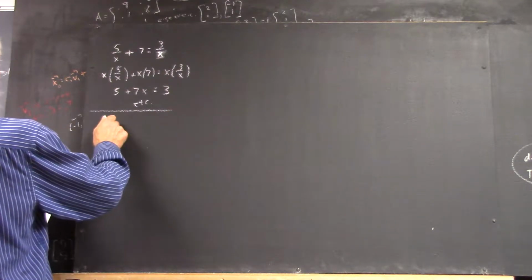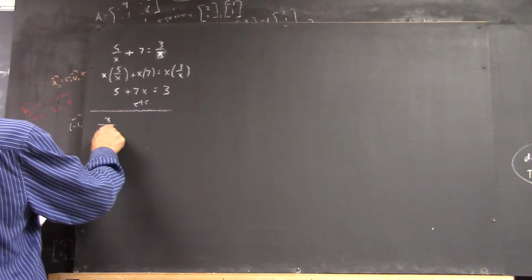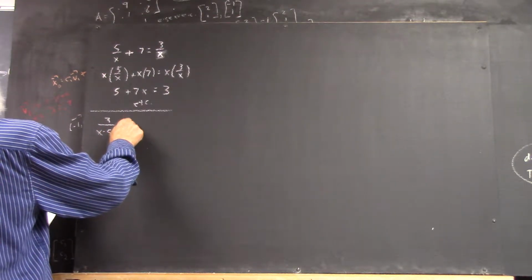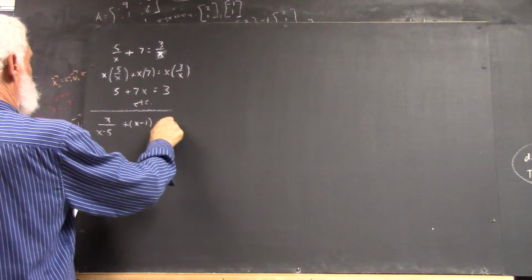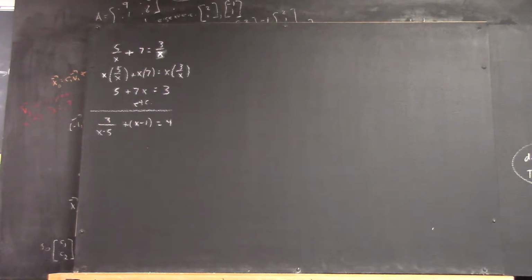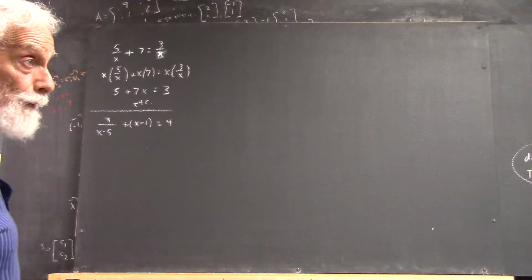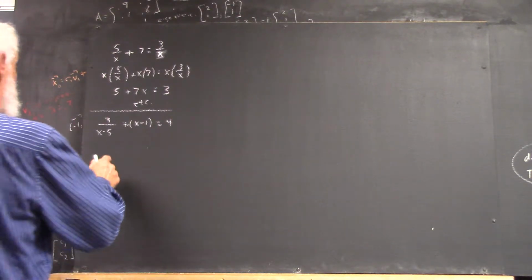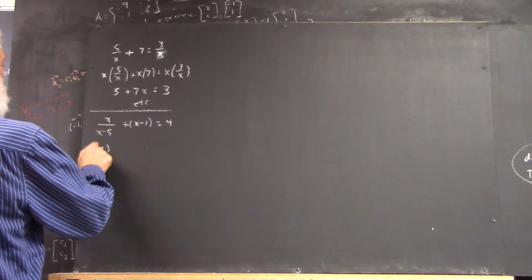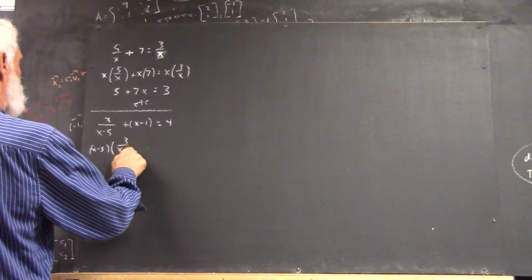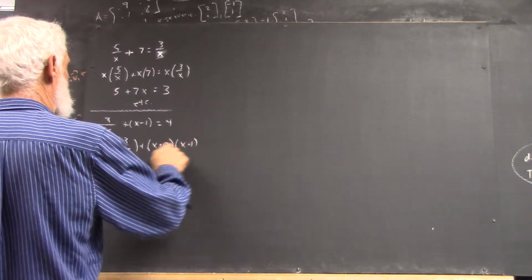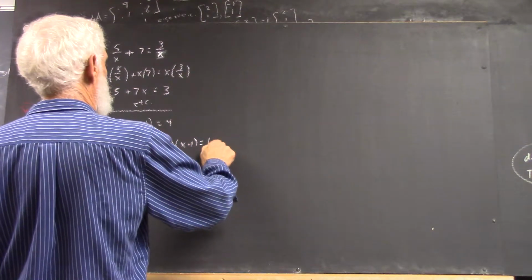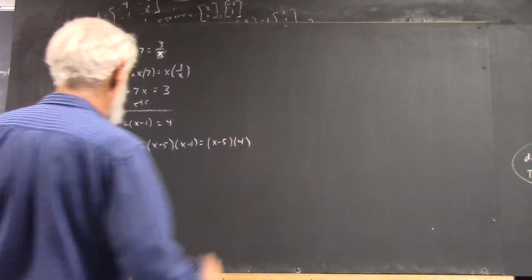The other equation we want to look at is 3 over x minus 5 plus x minus 1 equals 4. What are we going to do? We're going to multiply everything by x minus 5 because we don't want that denominator there. So we get x minus 5 times 3 over x minus 5 plus x minus 5 times x minus 1 equals x minus 5 times 4.